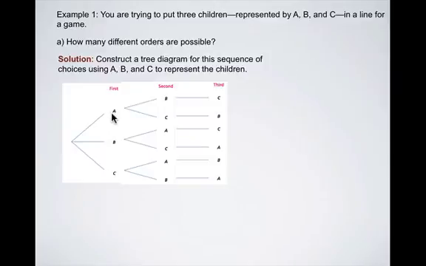So for example, if we choose A first and B second, that only leaves us with C to put in third in line. So you can see that in their resulting order, there are 6 possible arrangements if we're going to put these 3 children in line.